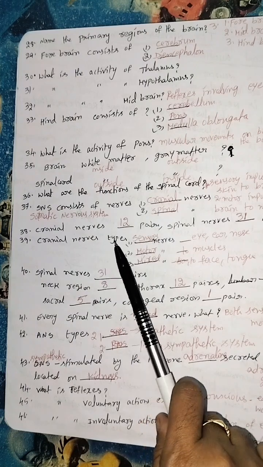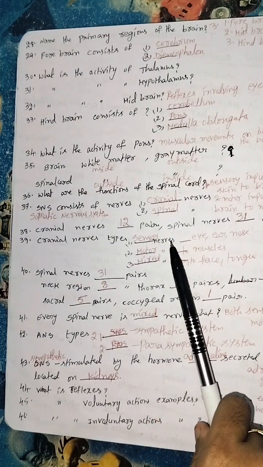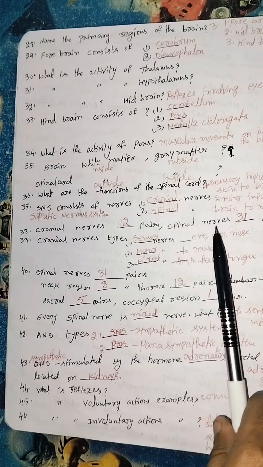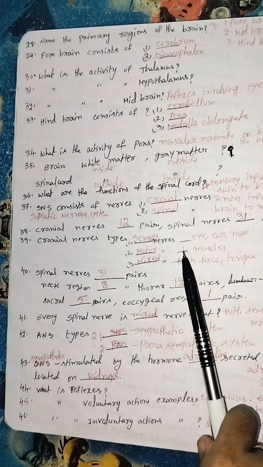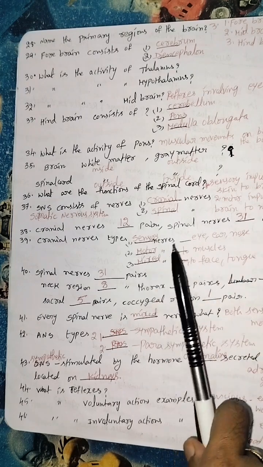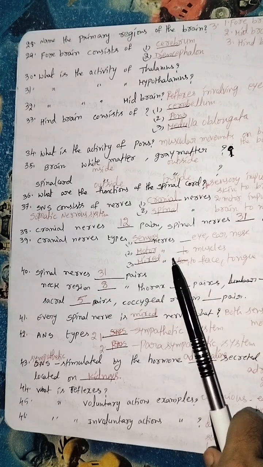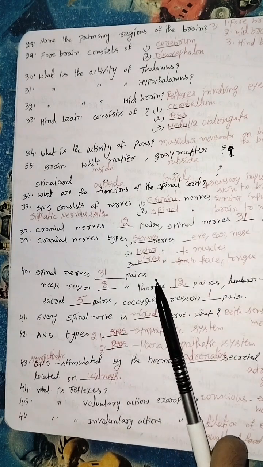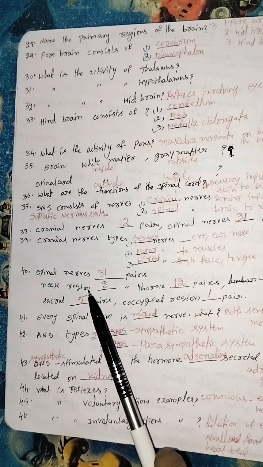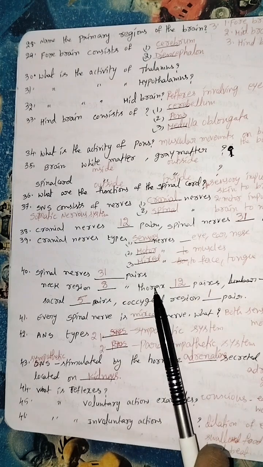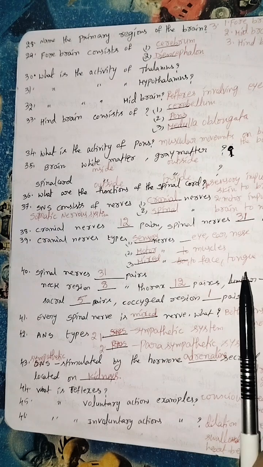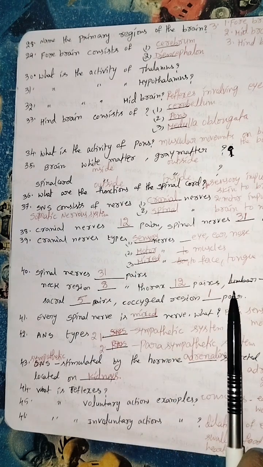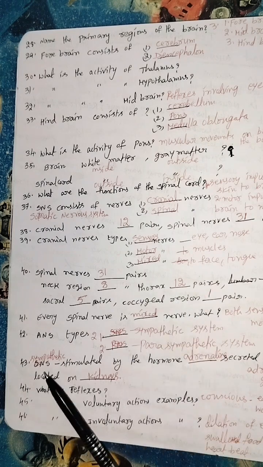Cranial nerves have three types: sensory nerves, motor nerves, mixed nerves. Sensory means eye, ear, nose, like that. Motor means going to muscles. Mixed means both; mixed means from and to face and tongue. Spinal nerves are 31 pairs: 8 pairs in the neck region, 12 pairs in thorax, 5 pairs in lumbar, 5 pairs in sacral, and only 1 pair in the coccygeal region.